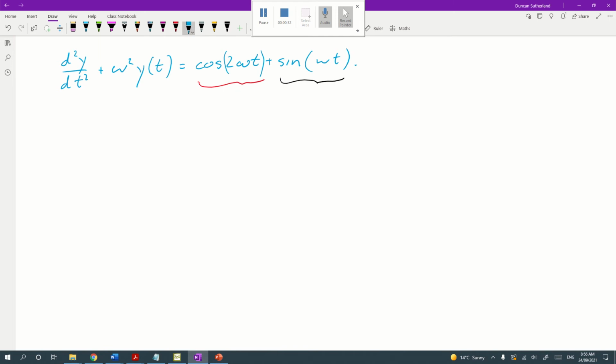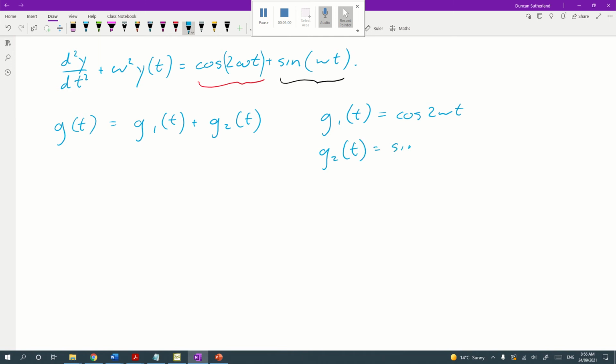So we could write g of t, the driving term, equals g1 of t plus g2 of t. Because these equations are linear, this can be broken into two different parts. So g1 is cos 2 omega t, g2 equals sine omega t, like this.